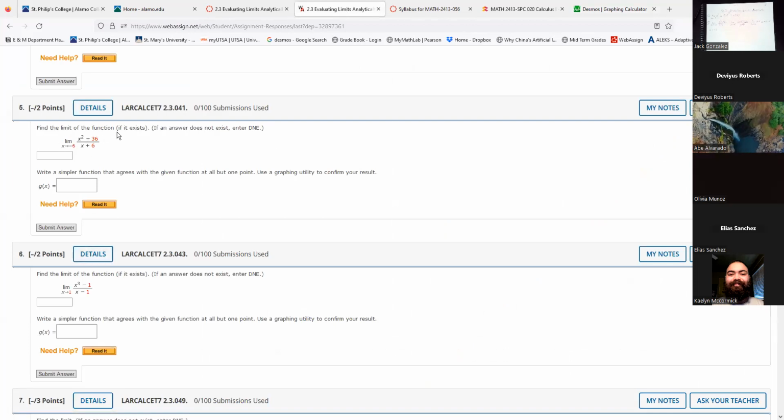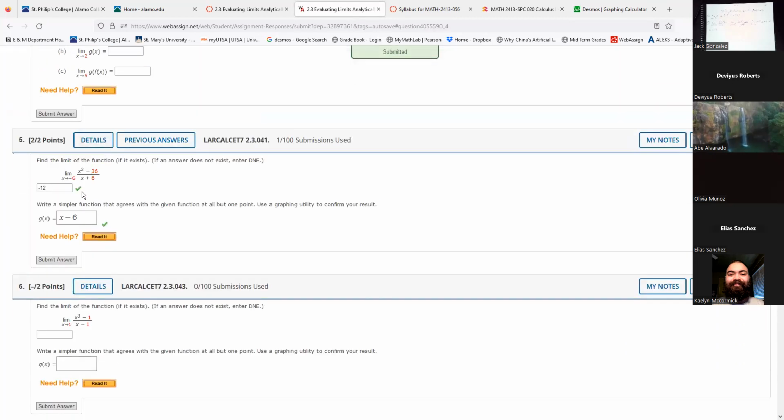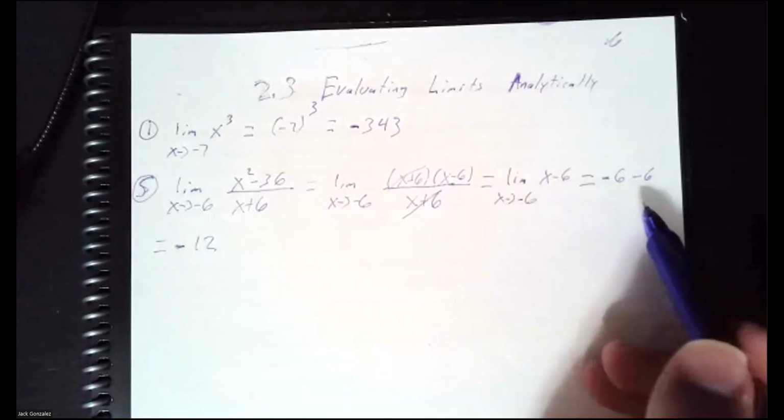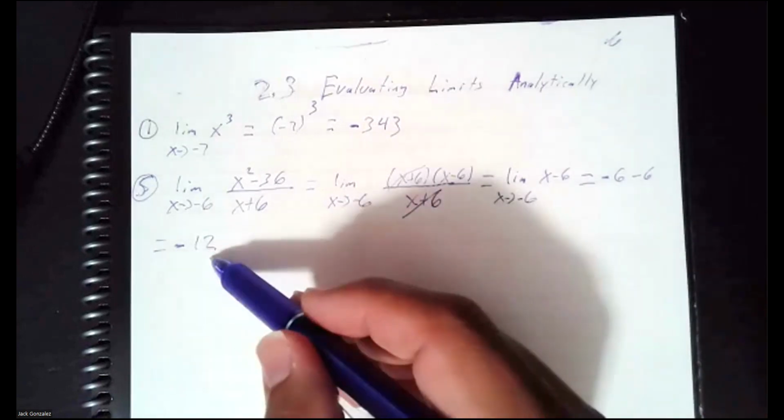Factor, cancel your terms. The simpler function right here is the one that you guys told me, x minus 6. And the limit was negative 12, right? That's it. Is there any questions on what they want you to do? How to do it? How did we get -12 for the limit? Once we canceled, just plug it into the x. So negative 6 minus 6 is going to be negative 12.